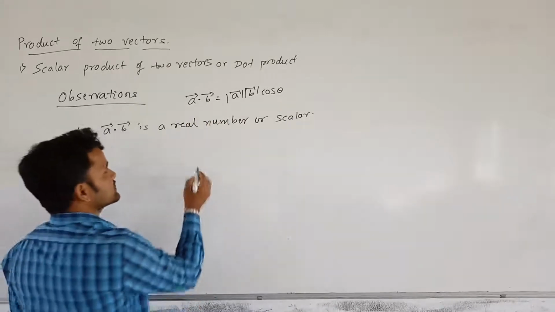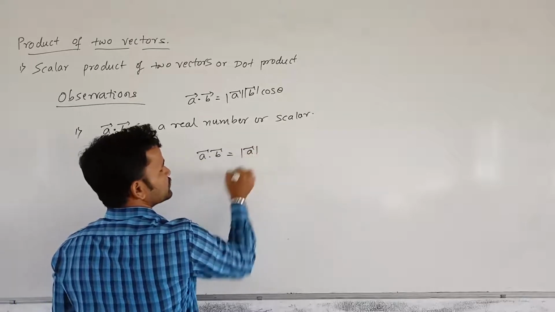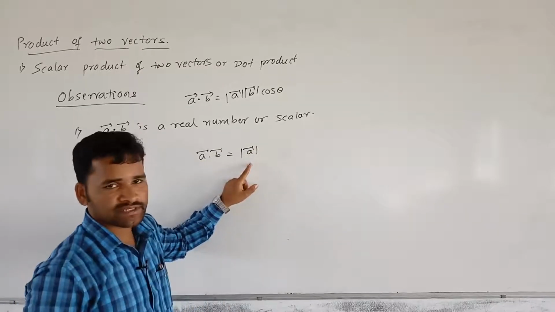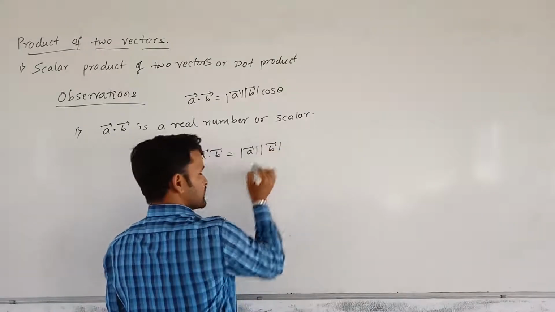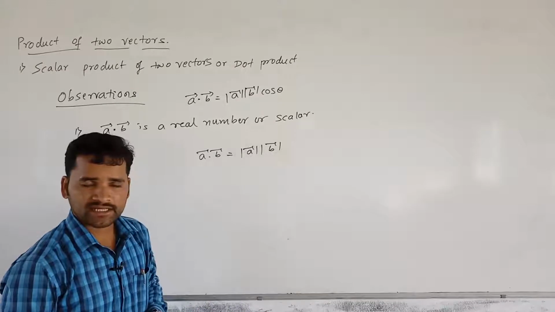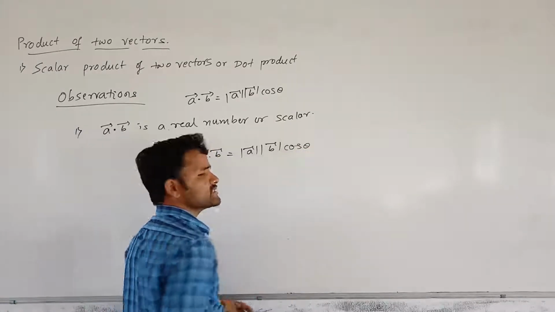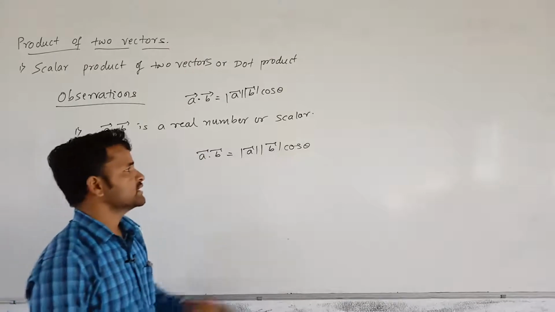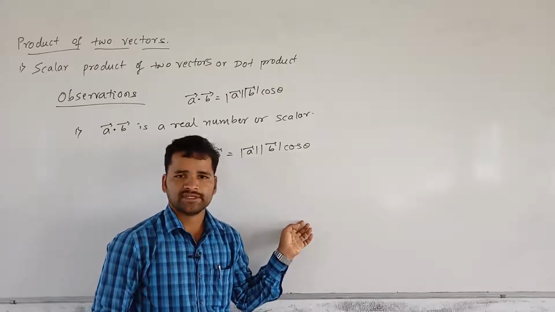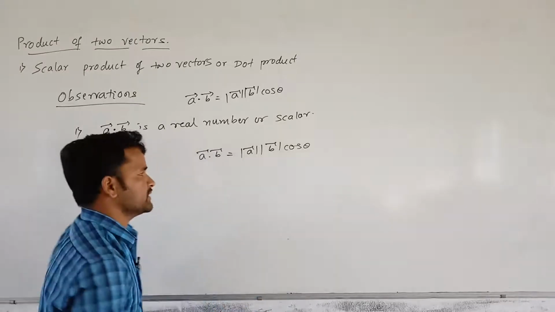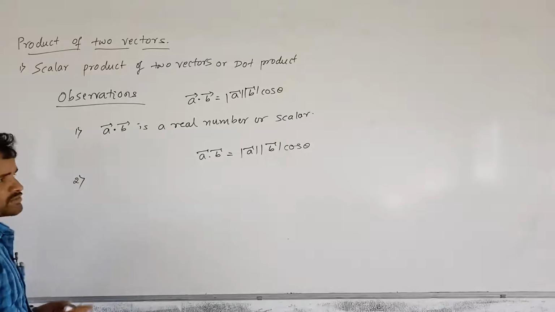How is this? A dot B is equal to magnitude of vector A, which is a scalar quantity, and magnitude of vector B, again a scalar quantity. Cos theta is equal to some real number only. Again it is a product of real numbers, means it is a scalar quantity. A dot B gives us a scalar quantity, that is the first observation.